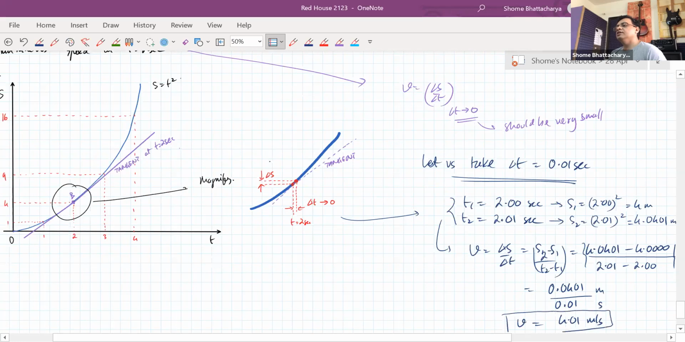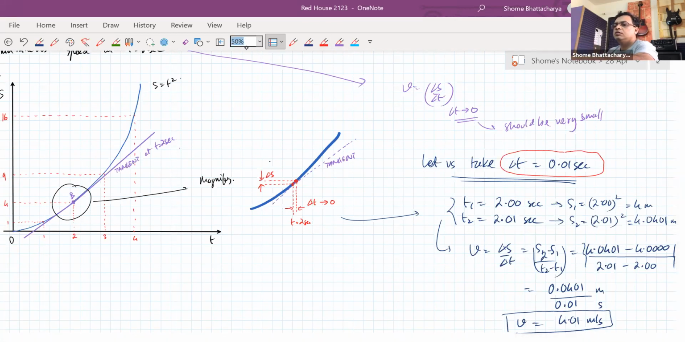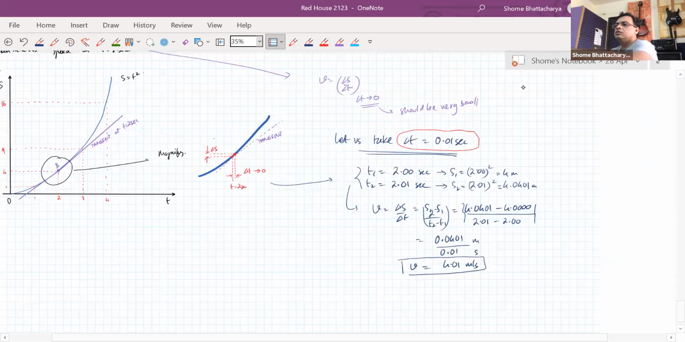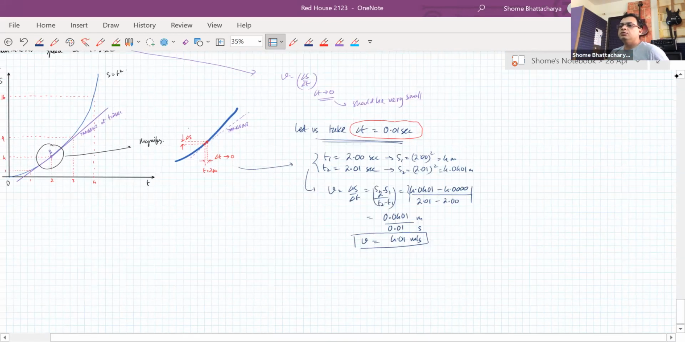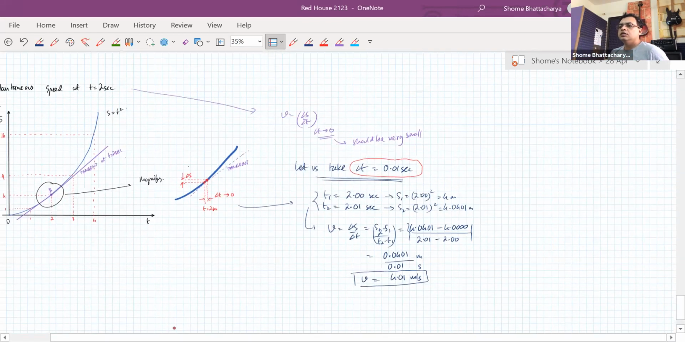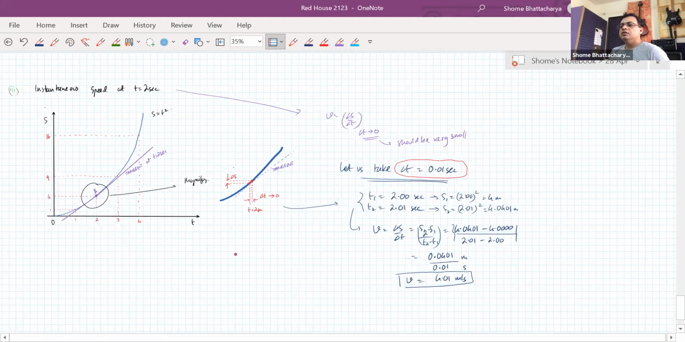So this is the value of instantaneous speed I'm getting, but it has a limitation on accuracy. The limitation on accuracy is that I've taken delta t to be 0.01 seconds. Right. Now let's take a case where I go even more accurate. Okay. Suppose I take delta t next.